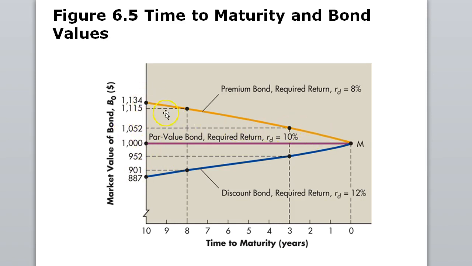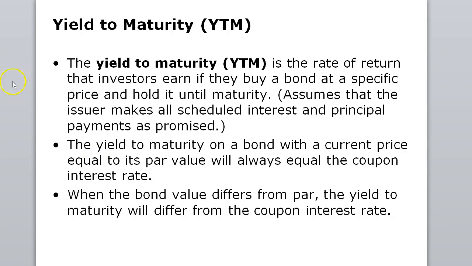And this is what we see: the time value of maturity, where longer times to maturity have a more amplified effect on the value of the bond. So the yield to maturity, the YTM, is the rate of return that investors will earn if they buy a specific bond at a specific price and hold it until maturity.